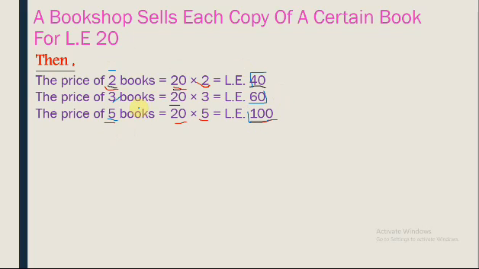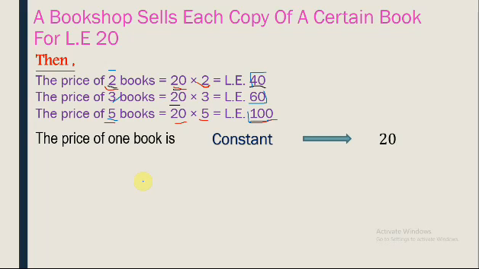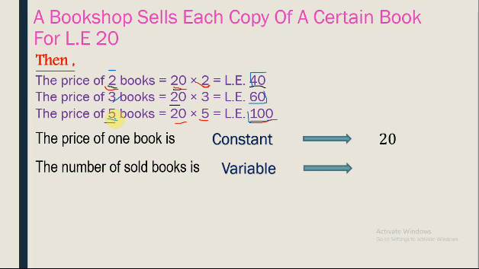So what is happening here? We have a changeable part and a non-changeable part. The price of one book is unchangeable, 20. So it is a constant. We can't change this 20. The number of the sold books is what? Here, we need to buy 2 books, 3 books, 5 books. It's changeable, so it's a variable. When it's changeable, it's a variable. Maybe we can call it X.